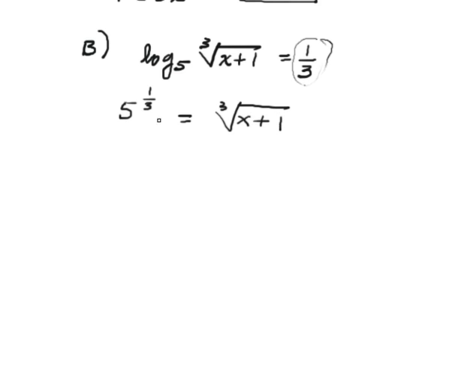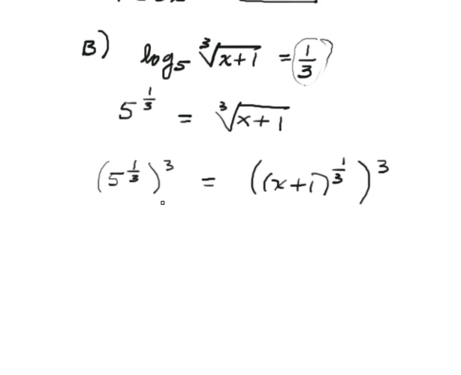So here we have the cube root of 5 equal to the cube root of x plus 1. So we can simply cube both sides. Let me just write that out. This is 5 to the 1/3, and we can cube this side. And this is x plus 1 to the 1/3. We can cube this side as well, and we get 5 is equal to x plus 1, or x is equal to 4.